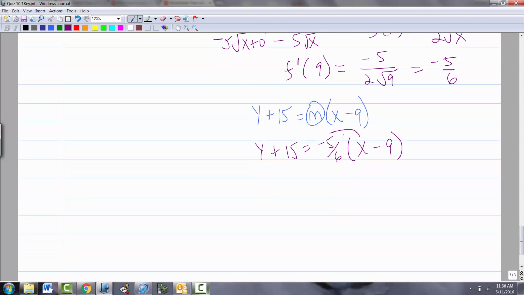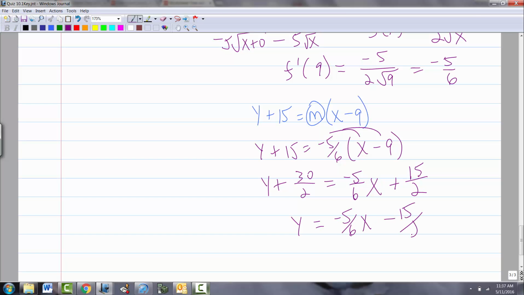And then if we had to be mean and distribute, because this is 45 sixths, which is 15 halves. Subtract 30 halves, and then this is what you get. So there's the equation of the tangent line of this little picture.